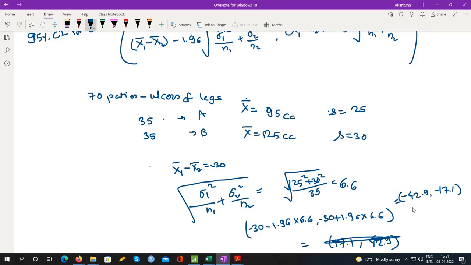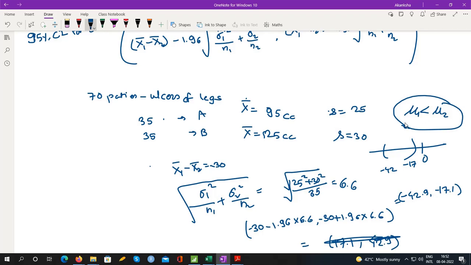So this interval is completely to the left side of 0. Minus 17 will be somewhere here, minus 42 is somewhere here. So the interval is completely to the left of 0. So we would conclude that the first group has smaller mean than the second group. Mu1 is less than mu2.